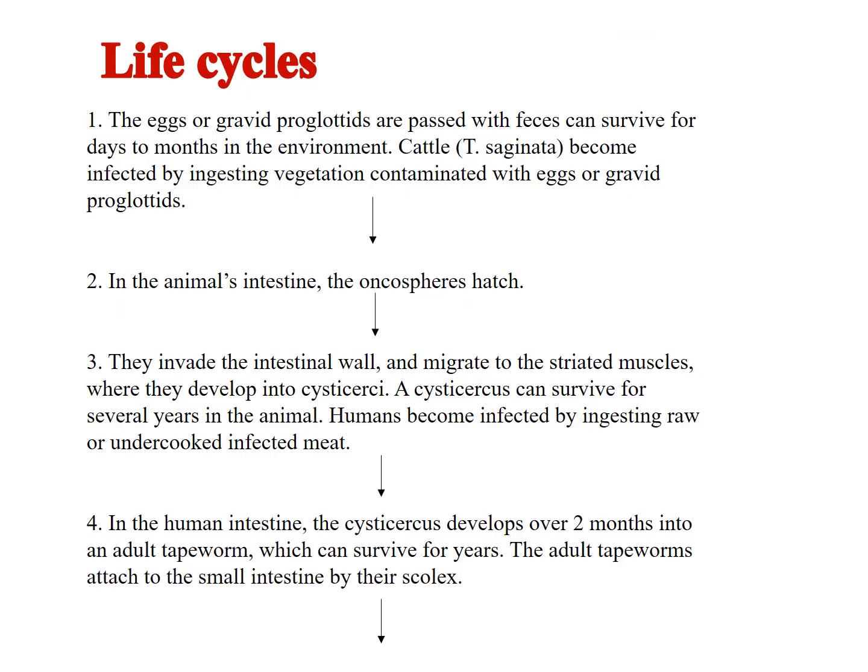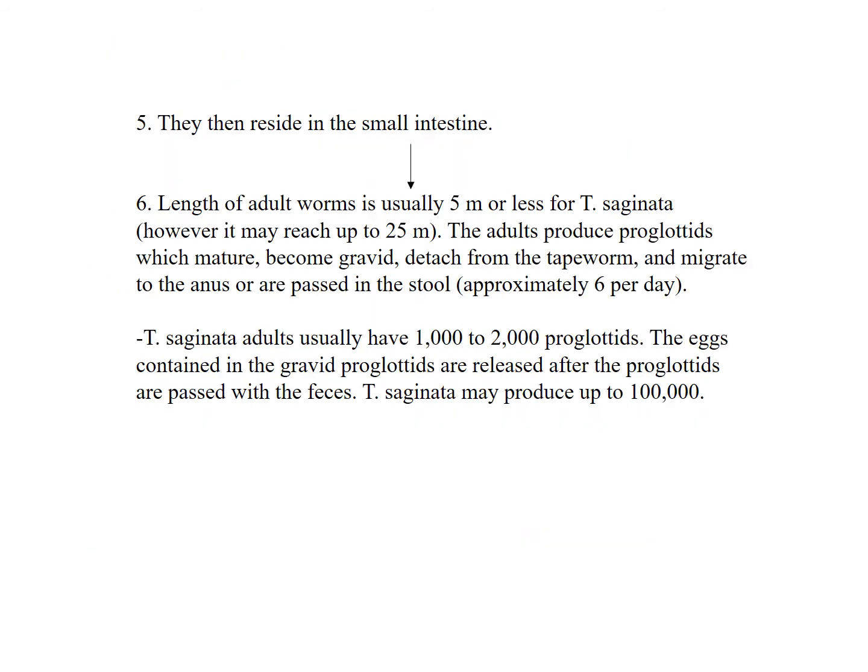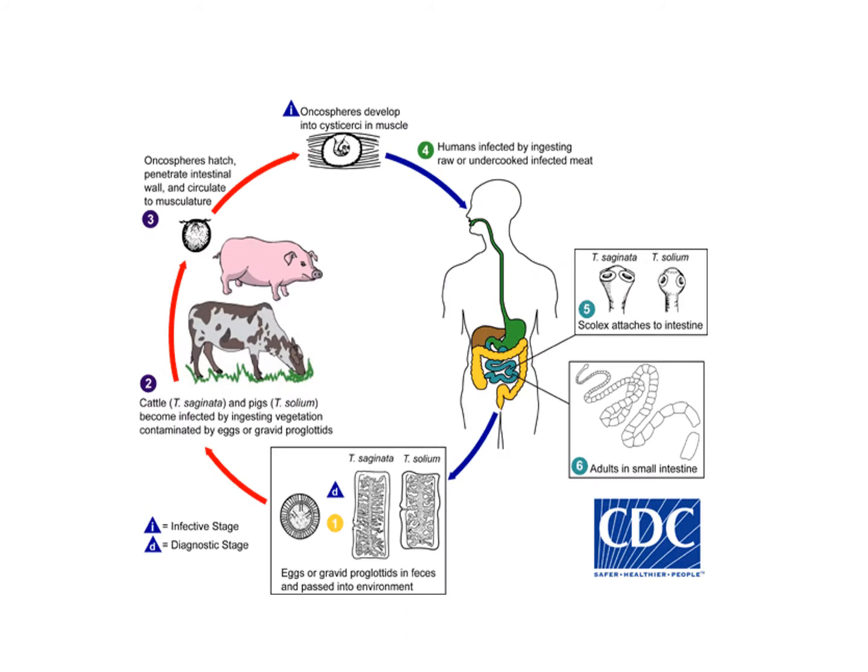So this is the life cycle. About this life cycle, I will be using the diagram on the third slide. So we can have a glance through this. Okay, here the stage starts from here. Taeniasis is the infection of humans with the adult tapeworm of Taenia saginata or Taenia solium. Humans are the only definitive hosts for Taenia saginata.